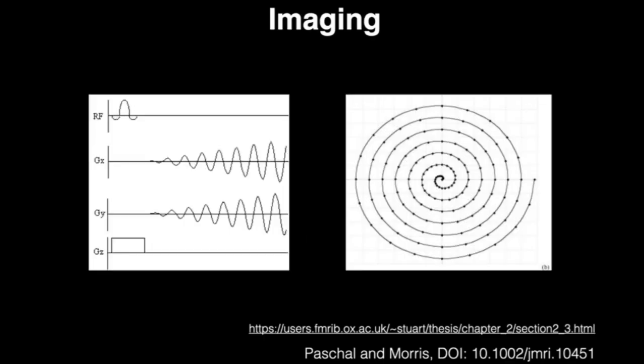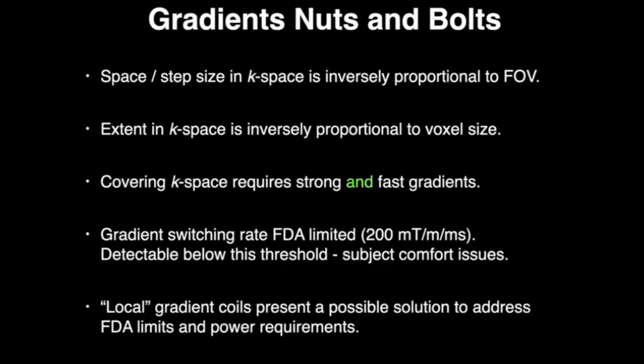So besides using rectilinear gradients to cover this K-space, there are other trajectories that are possible. Another common one was the spiral trajectory. It's another very efficient way of traversing K-space and encoding that information. And this is still used very much in some applications. But for fMRI and EPI, we tend to like to stick to the rectilinear acquisitions.